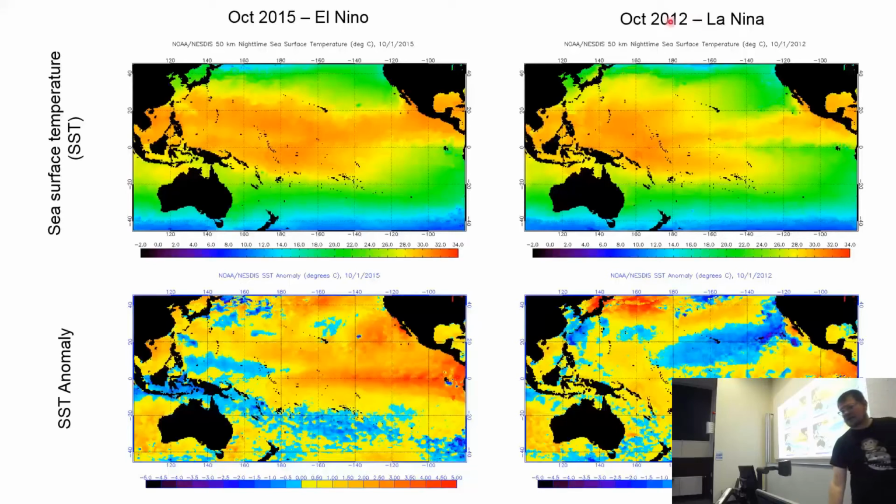So La Nina is when all of the warm water is over in the west. El Nino is when some of it is allowed to slosh back over to the East Pacific. And you can see here that when we have this El Nino state, we have this anomaly of warm water over in the Eastern Pacific.